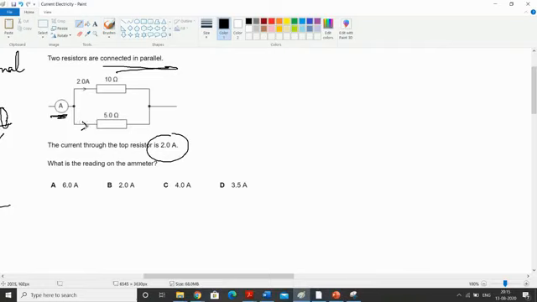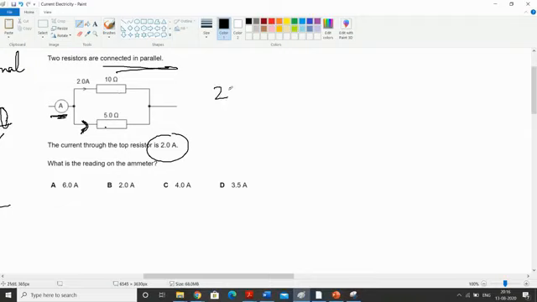For that, we need to find out the current which is flowing through the 5 ohm. And if we are able to find out that current, we can add both of them, because that ammeter current is getting divided into two sections. So how can we find out the current over here?